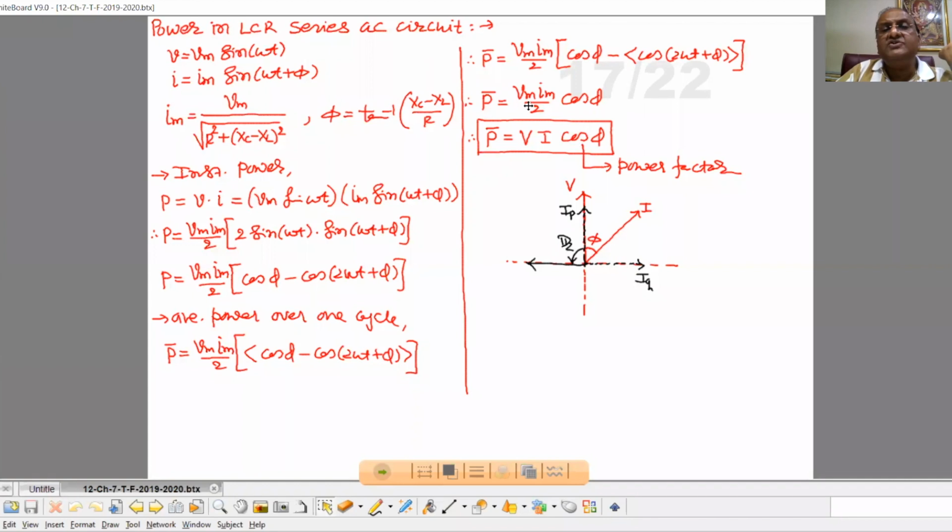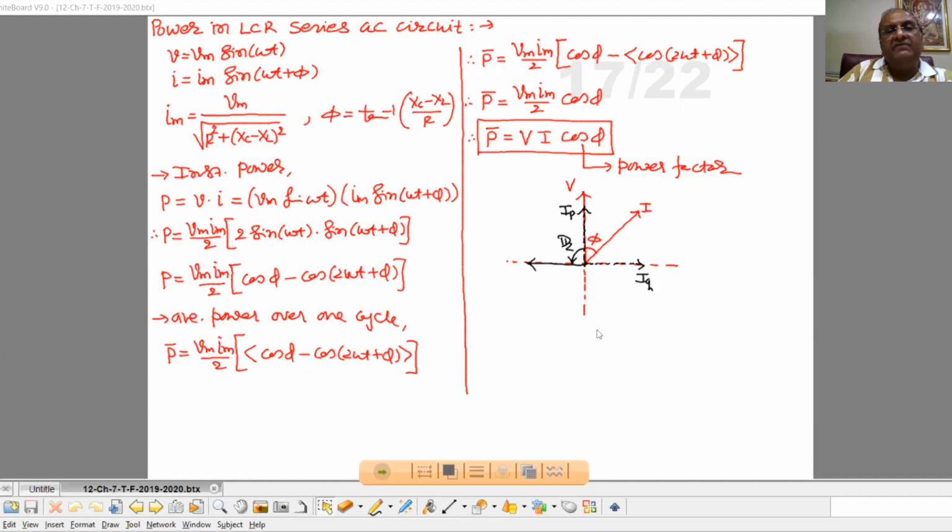So we can divide this in two parts, root 2 into root 2, and Vm by root 2, that is Vrms. So we can say that is RMS voltage, and Im by root 2, that is RMS current. So now simply we can write the equation of average power, that is equal to V I cos phi, where cos phi, that is called power factor. That is called power factor. Clear to all of you? So this one is the theory.